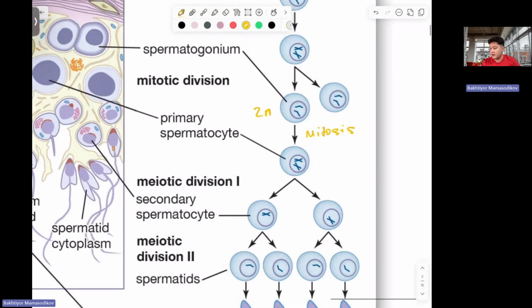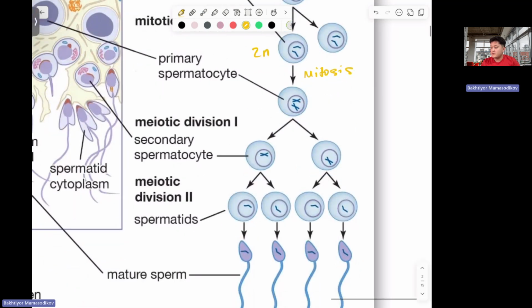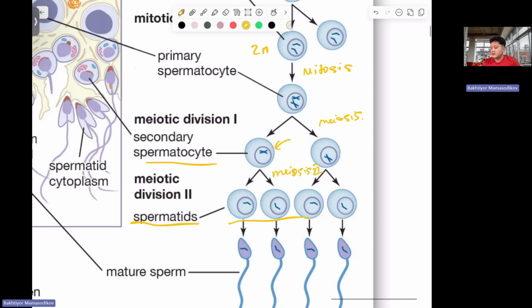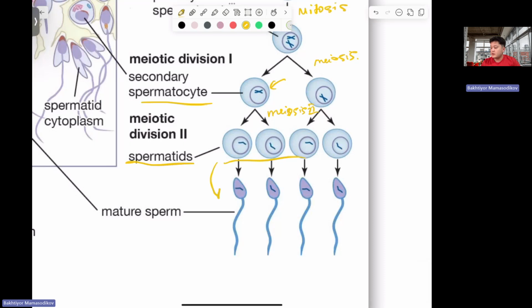In another way, this spermatogonium can form another spermatogonium, same like this, okay? After that, the primary spermatocyte, with the help of meiosis 1 division, forms the secondary spermatocytes. The secondary spermatocytes undergo meiosis 2, and they form 4 spermatids. The 4 spermatids undergo metamorphosis: they form the tail, their cytoplasm decreases, they form the acrosome, and they become mature sperm cells.